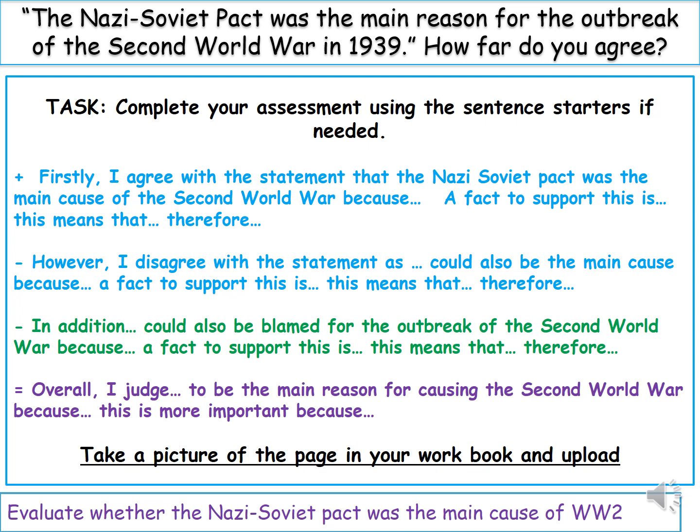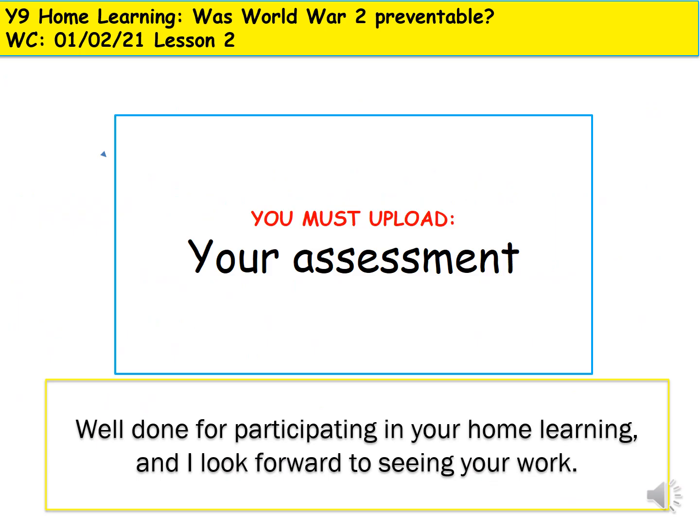The sentence starters stay there. Once you are done, you need to take a picture and upload your assessment. Please make sure it is clear. All you need to upload for this lesson is your assessment. It needs to be a clear photo, whether you've handwritten it or if you've typed it, upload the document.